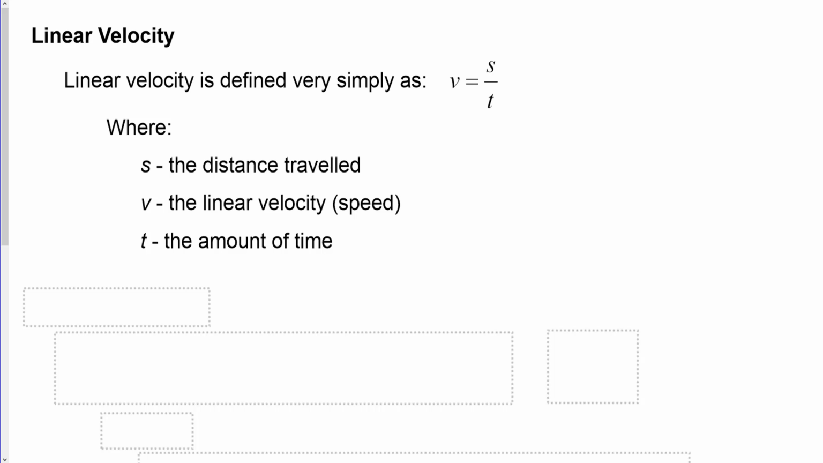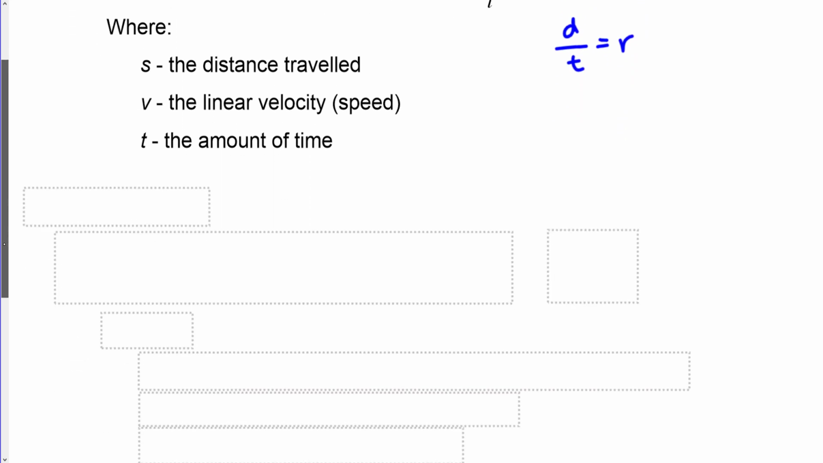So this is very similar to the formula distance equals rate times time. We just have this solved for r, basically. So the distance divided by the amount of time is the rate at which you're moving. We're just now calling this velocity and then using s for distance instead of d. So very simple.